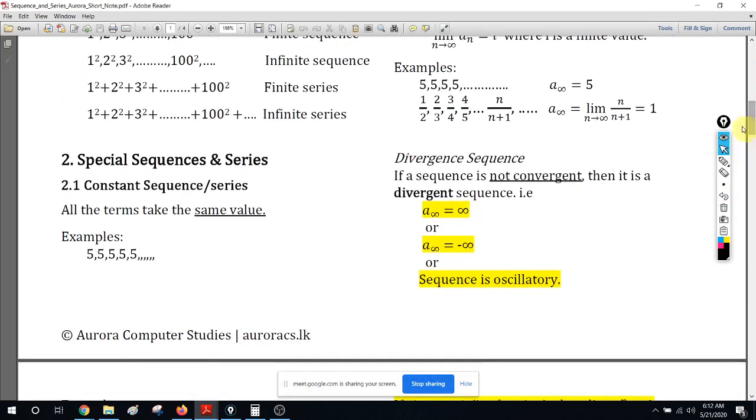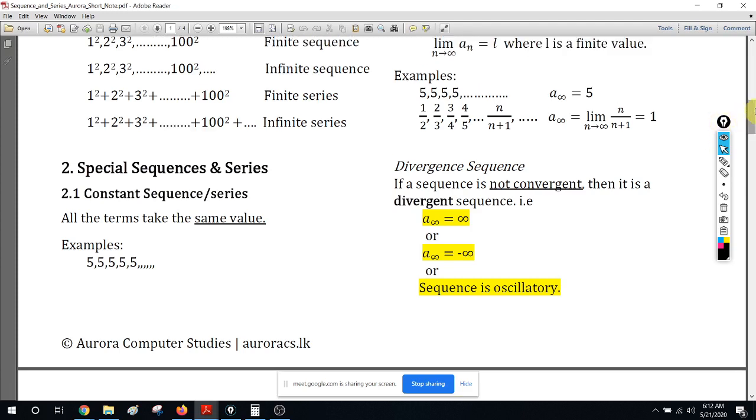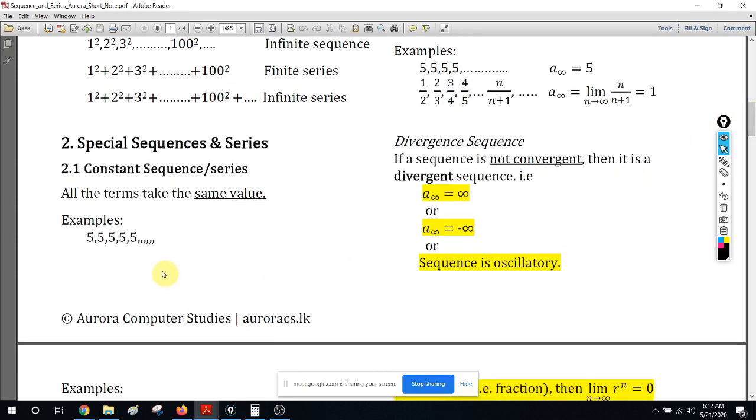Right, then there are some special sequences and series. We are now taking them together because these are related. If there is a sequence, there is a corresponding series, right? If our sequence has the same number repeating, something like 5, 5, 5, 5, or 4, or minus 1, minus 1, minus 1, minus 1, or 0, 0, 0, 0, we call it a constant sequence. The same value repeats.